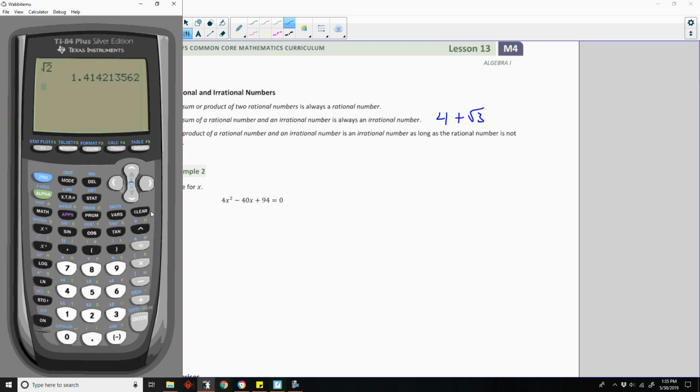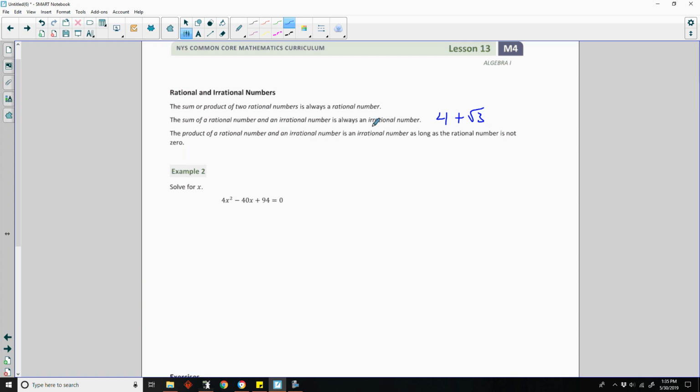In other words, clear, square root of 3 is 1.732050808, and it goes on and on and on, and then I add 4 to that, and now it's 5.732050808, and goes on and on and on forever. Okay, so the sum of a rational and irrational is always irrational.